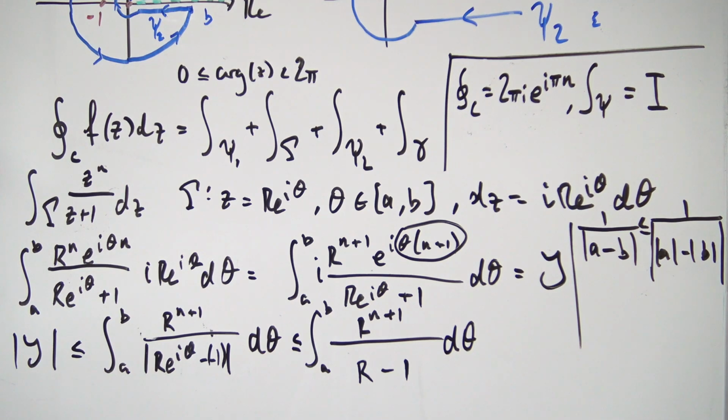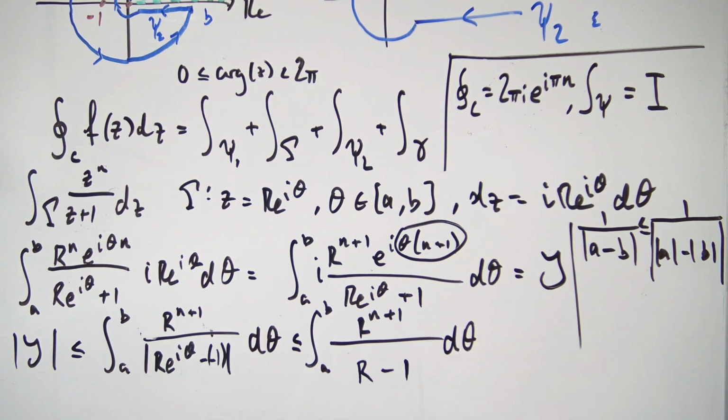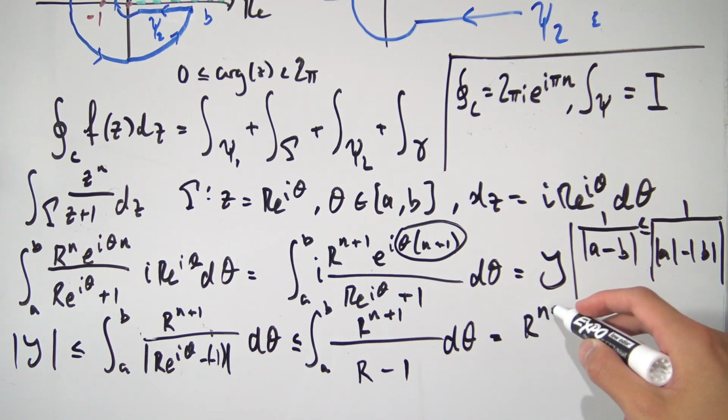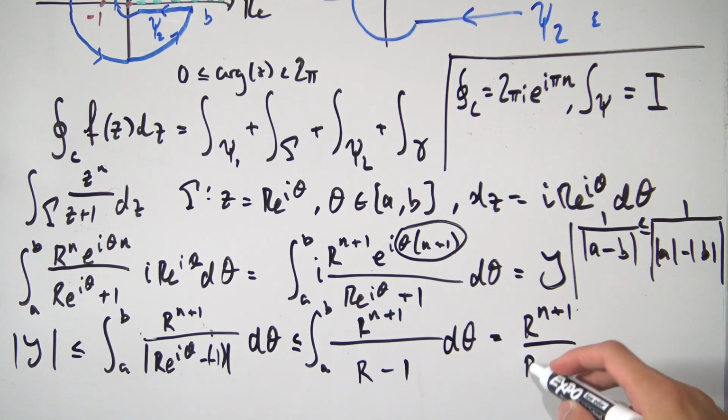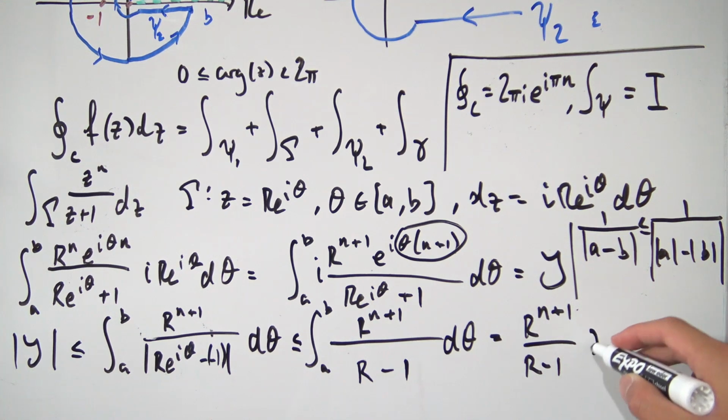And now the nice thing is, this whole thing right here is actually independent of theta, so we can just pull out this whole integrand, as if it's a constant. So now this is equal to r to the n plus 1 over r minus 1, and then the integral from a to b of d theta, that's some random constant. Let's just call that constant kappa for now.